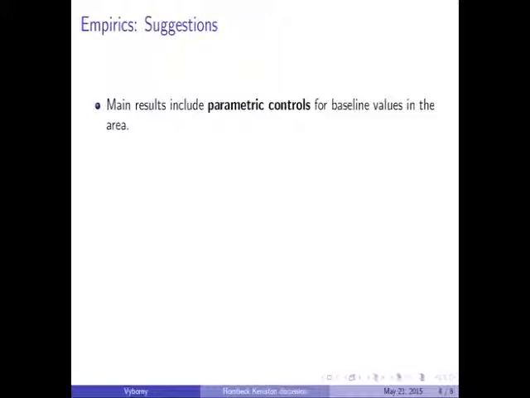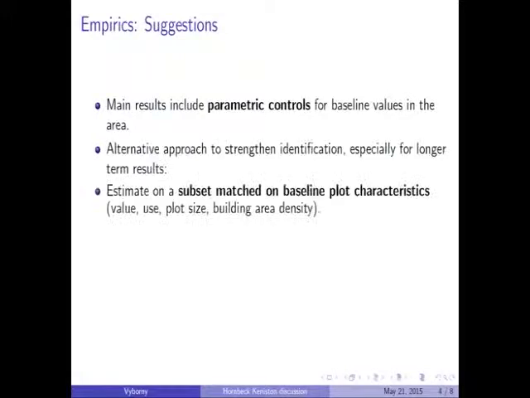The main results all include parametric controls for baseline property values and other characteristics. But another thing that could be done, that I don't think is in there now, and very easily with the data you already have, would be to estimate the same specification on a subset that's matched on baseline values, which wouldn't require parametric assumptions about that relationship. So you could match the burned areas to similar areas, and the unburned areas and nearby areas to similar areas, and then you don't have this problem of the externality and the treatment effect being difficult to disentangle.